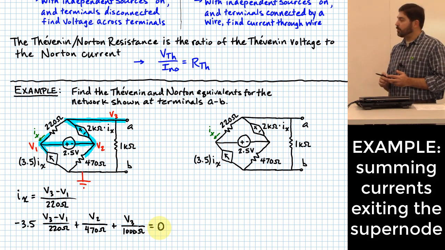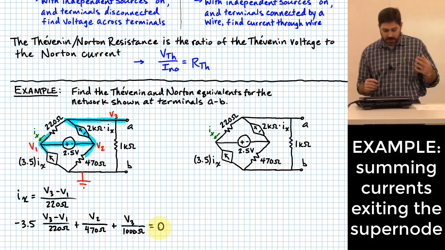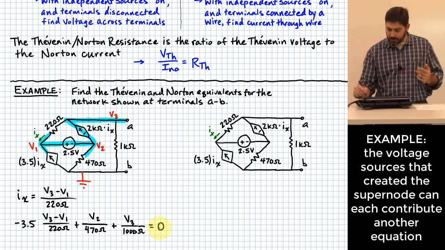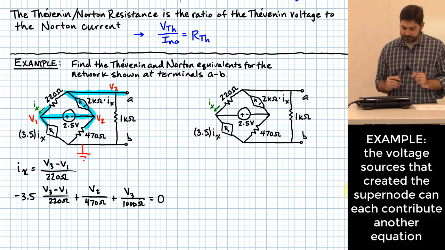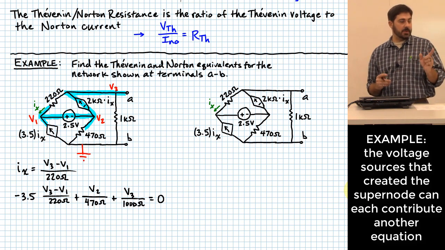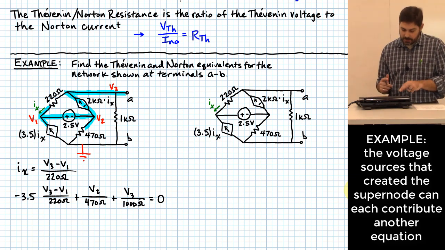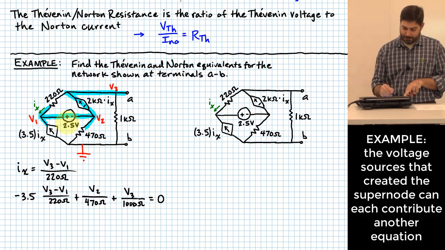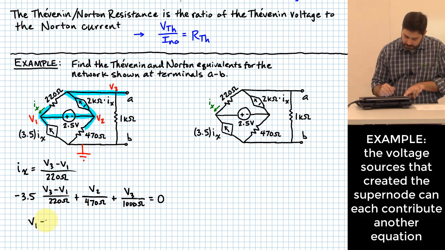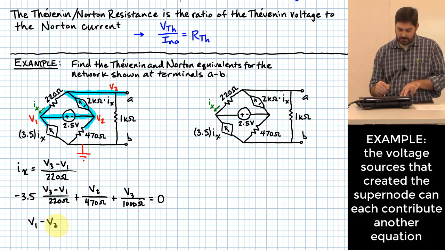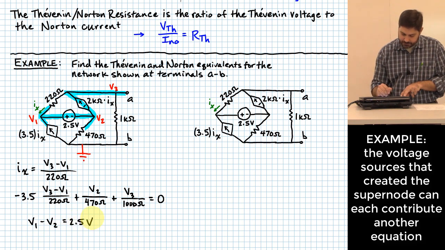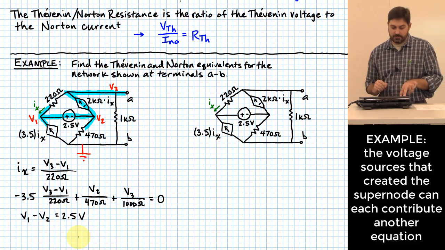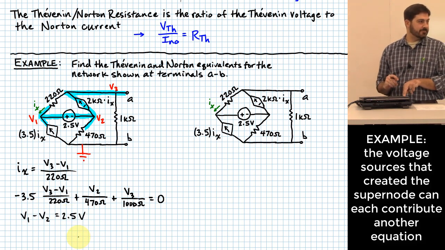All right, how many variables do I have? 3 variables, right? V1, V2, and V3. That means I probably want to come up with a couple more equations. Where do I look for those equations? Voltage sources. That's right, both the independent ones and the dependent ones. So let me do the easier one first. That is the independent one. How do I get that one in the game? V1 minus V2 is what? 2.5 volts. Okay. Now I've got 2 equations in 3 unknowns. So that's a better scenario.